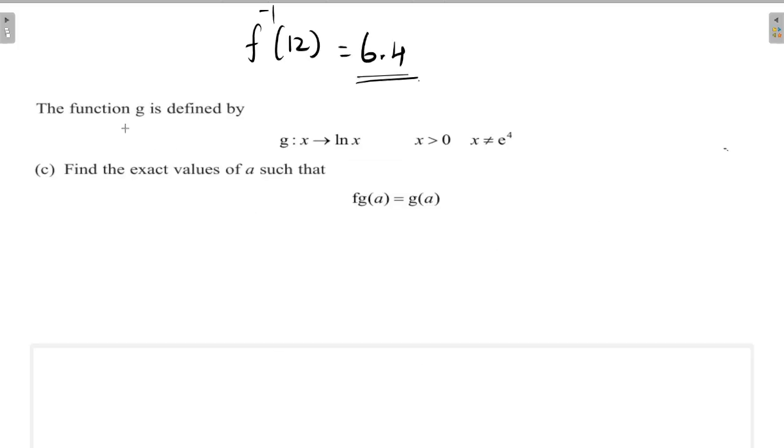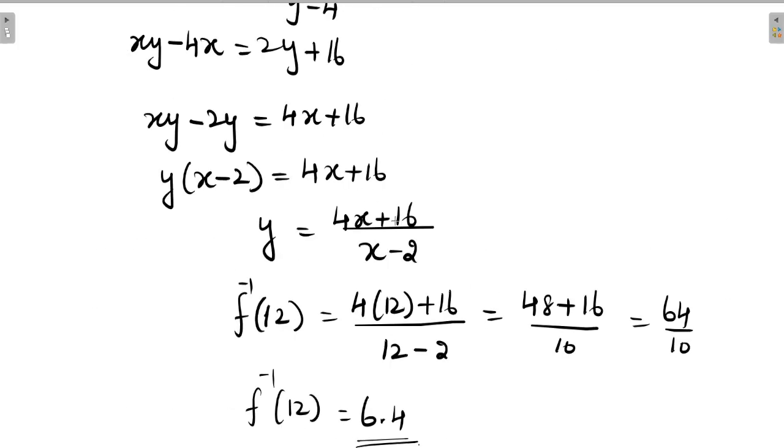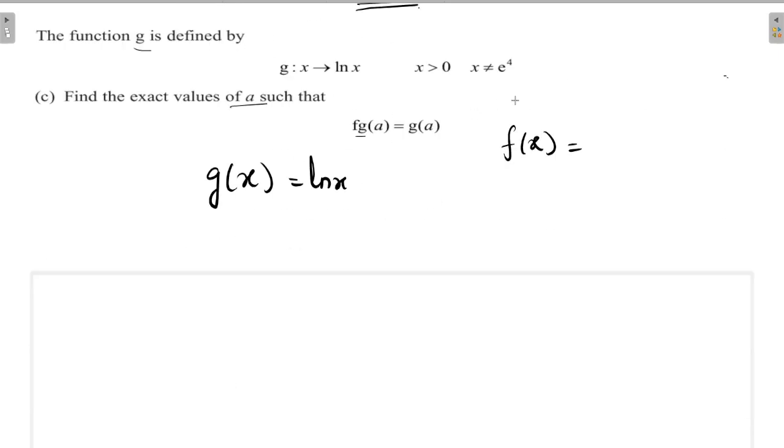The question: the function g is defined by g of x equal to ln x. So find exact values of a such that f g of a is equal to g of a. So what is our f of x? F of x is equal to, which is given here, (2x plus 16) divided by (x minus 4). This is f of x.